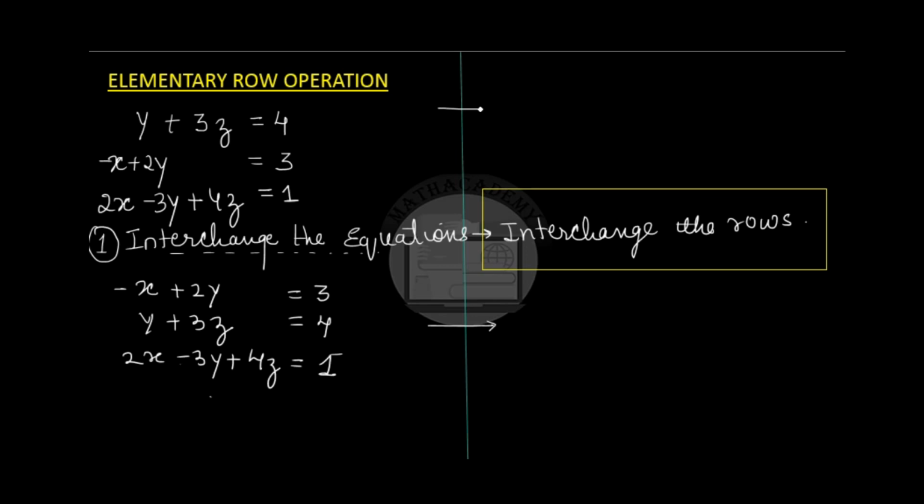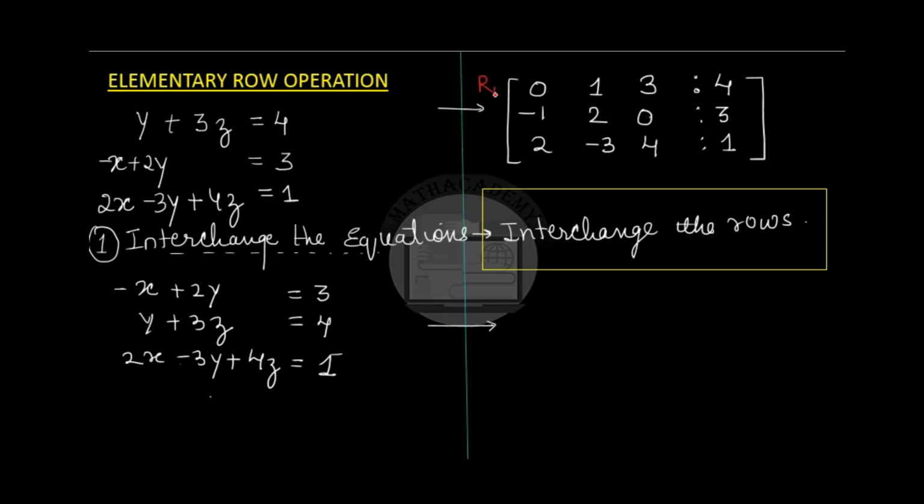So the matrix corresponding to this system of linear equations is 0, 1, 3 and the constant 4; -1, 2, 0 and the constant 3; and 2, -3, 4 and the constant 1. Please note that we are writing the coefficient 0 for all the variables which are not there in the equation. Every row corresponds to an equation. So the first equation corresponds to row 1, the second to row 2 and the third to row 3.